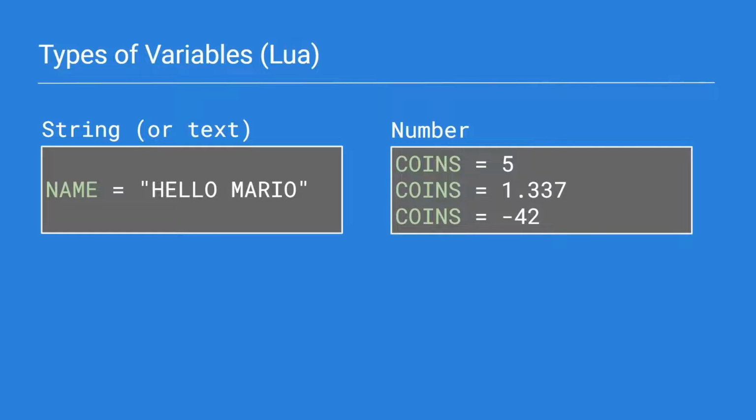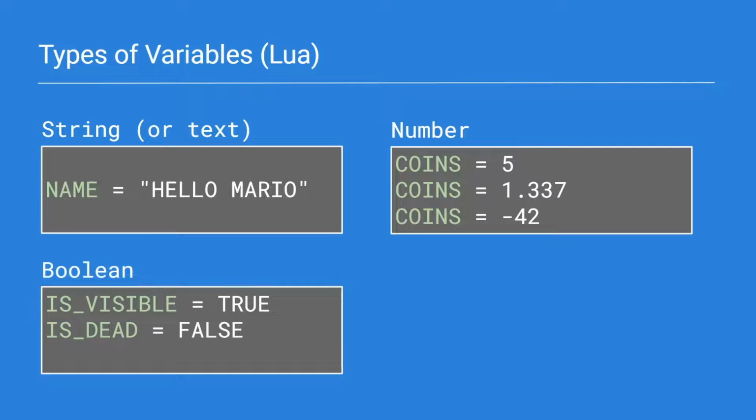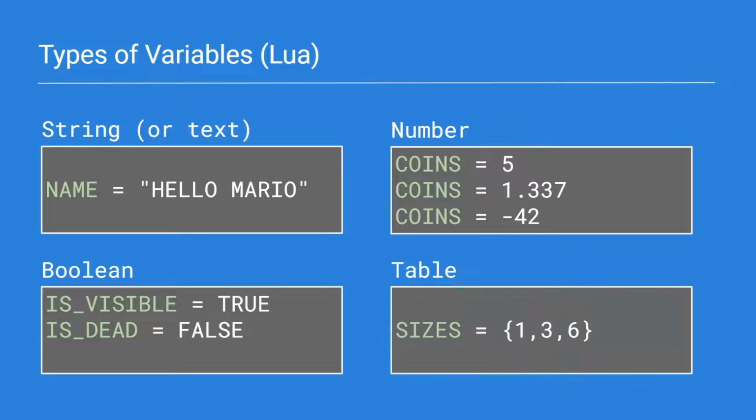The second type of variable is a number type. We've been playing with this already, but numbers can be either positive, negative, or decimal. The third type of variable in Lua is called booleans. These variables can only have a value of true or false, and they're used extensively when doing logical operations. The fourth type of variable is a table. And think of a table as a list of elements or a set of data that can be used. Tables can contain tables as well, so this can be quite complicated.